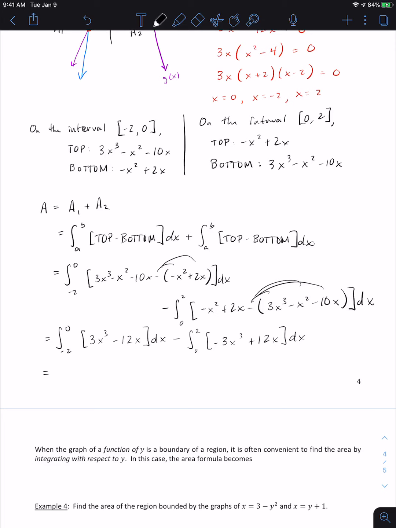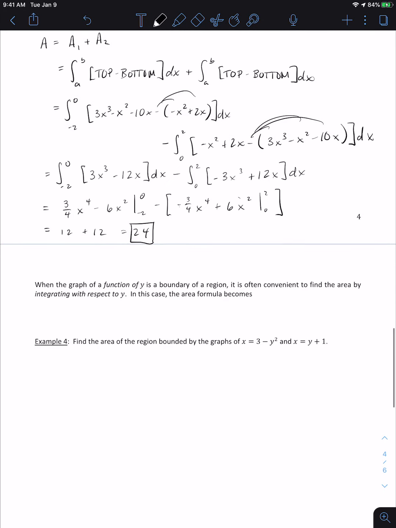Now what we get is 3/4 x to the fourth minus 6x squared evaluated from -2 to 0, minus -3/4 x to the fourth plus 6x squared, and that one's going to be evaluated from 0 to 2. And if I do that, my final answer will be 12 plus 12, which is 24. Again, I'm not doing those definite integrals because that's more of a Calc 1 thing.